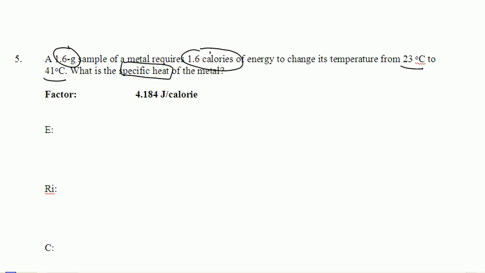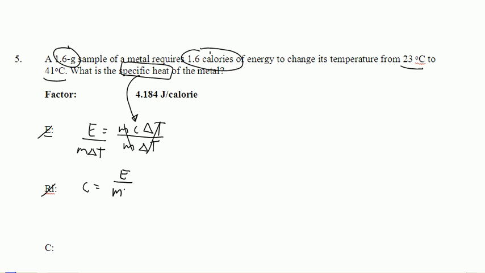Okay, so we're dealing with the energy units. We know that our equation is E equals mc delta T. Delta means change, or change in temperature. So we wrote out the equation. We need to rearrange it. They are asking us for the specific heat, and the specific heat is C. So to rearrange for C, we are going to divide both sides by m delta T. Thus, C equals E over m delta T.